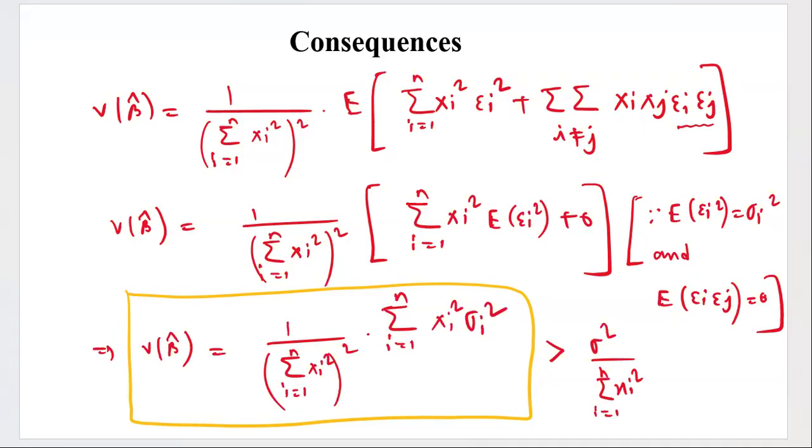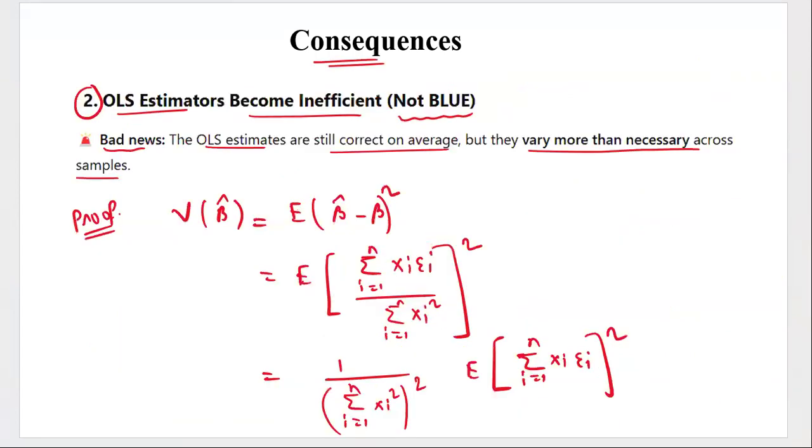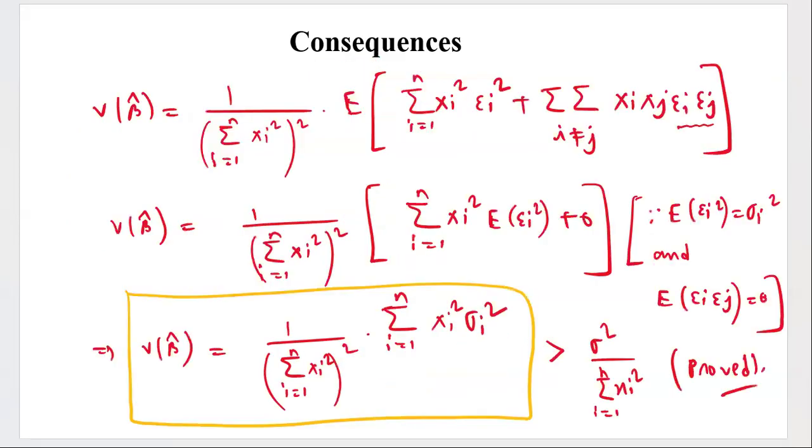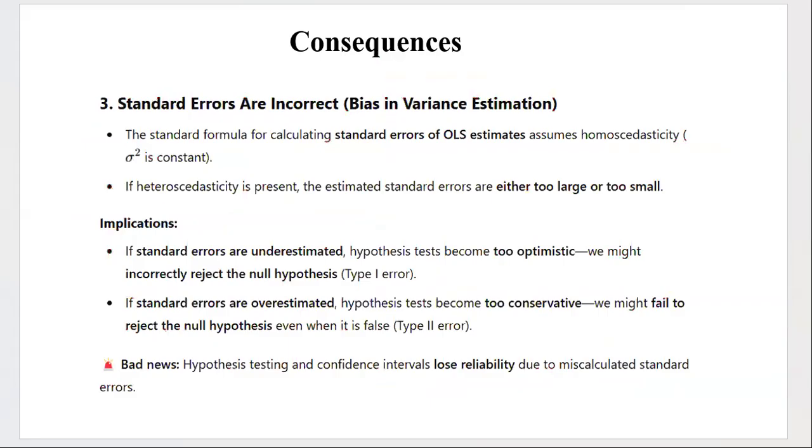So this has proved to us that the OLS estimators will be inefficient, they will not be good, since the variance that we calculate is strictly greater than what we got in the OLS method. And since we have proved that under the OLS method the variance is the minimum, this will not be the minimum variance. So inefficiency is present under heteroscedasticity. Now let us see the other consequences.